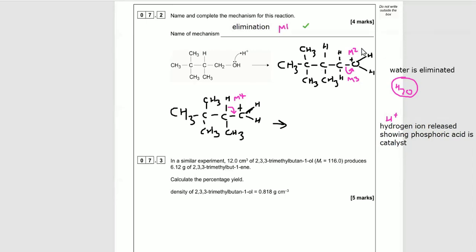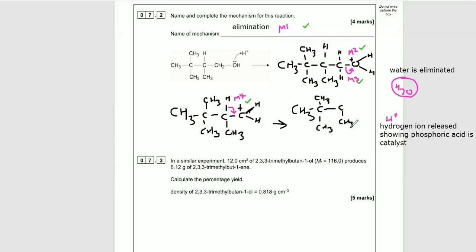So that's how to get the M1, M2, M3, M4 marks. 3 for the drawings, 1 for the name, which I always do afterwards, because you'll find a clue to whether it's substitution, elimination, or addition from the drawings. Now I'm drawing the final product here, the alkene. You do not get any marks for drawing the final product.